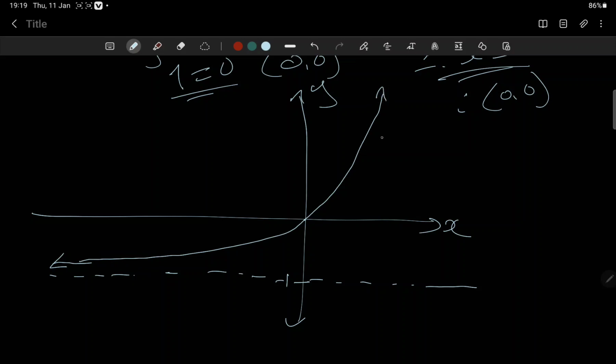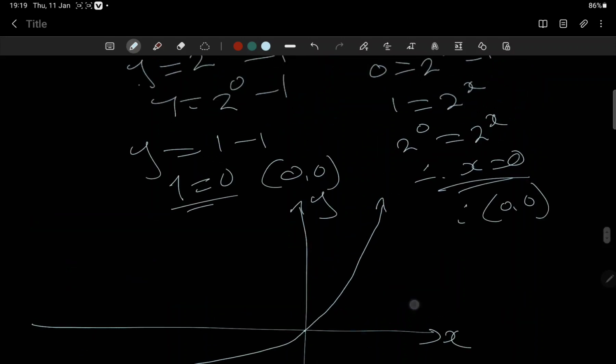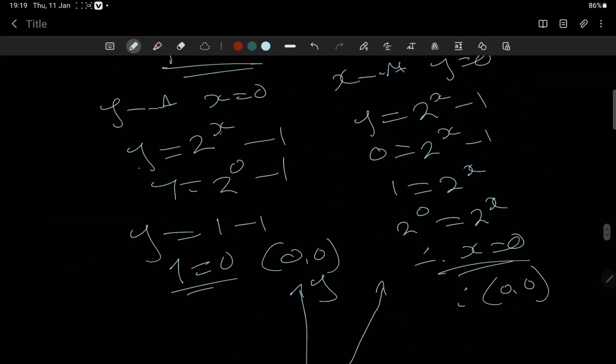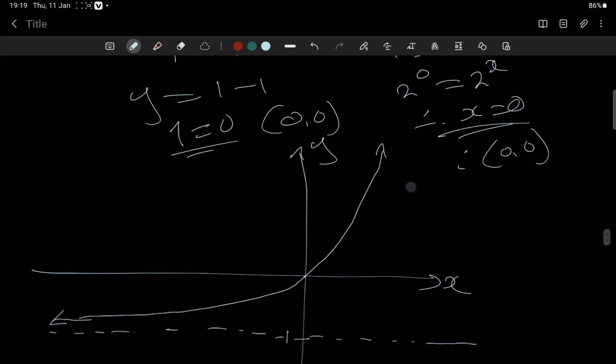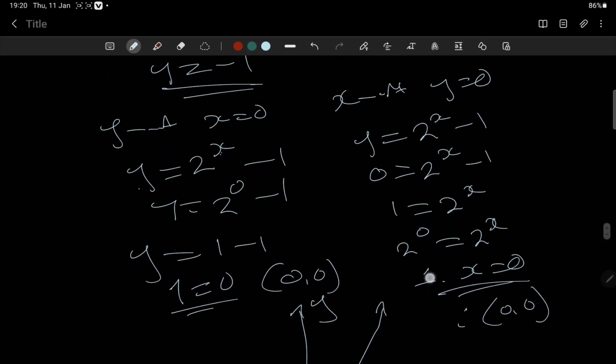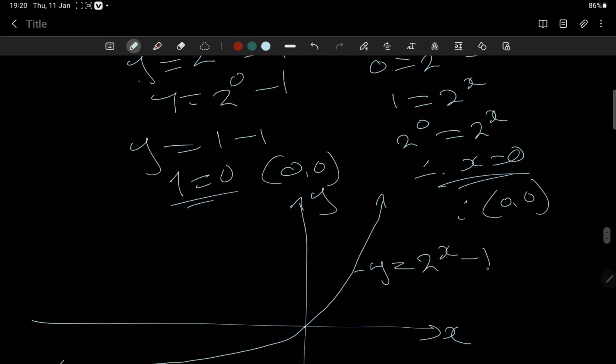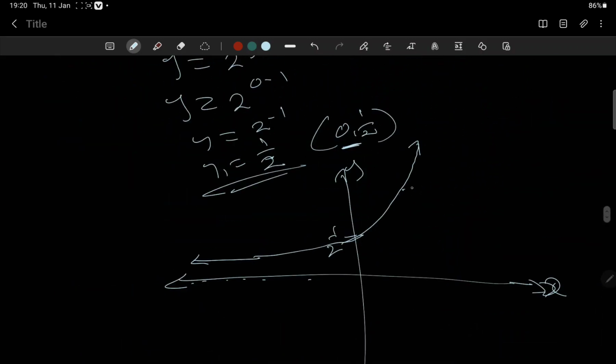So this graph is increasing. As the values of x increase, the values of y also increase. Remember, y depends on x. So as x increases, y also increases. For this specific question, not always on an exponential graph, but for this specific question, as x increases, y also increases. As x decreases, y also decreases. So you can also name a graph y equals 2 to the x minus 1. Even on the previous question, you can also name your graph y equals 2 to the x minus 1.